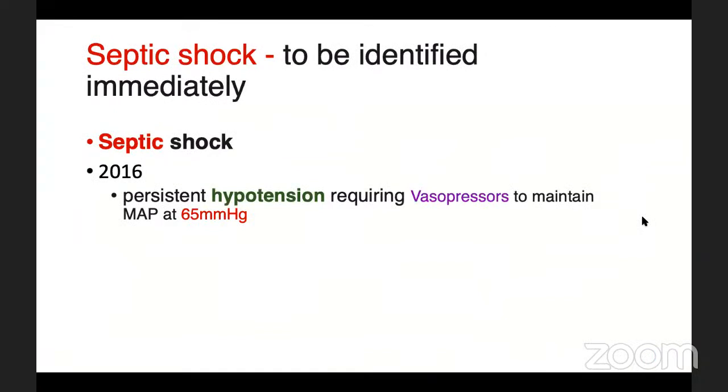So septic shock needs to be identified immediately. We have to consider it a medical emergency, and it's easy. Anybody can recognize septic shock if you are vigilant and measure blood pressure. Septic shock was defined in 2016 as persistent hypotension requiring vasopressors to maintain MAP, mean arterial pressure, at 65 millimeters of mercury. Even though the words are very heavy, it's persistent hypotension even after fluid resuscitation, which requires vasopressors, inotropes, to maintain the patient's blood pressure. That indicates your patient is in septic shock.